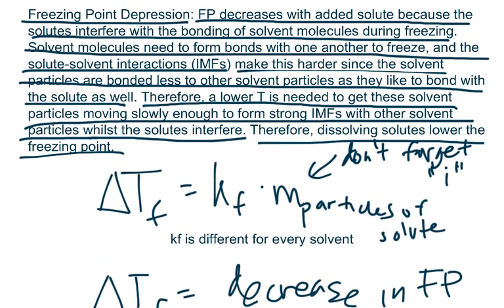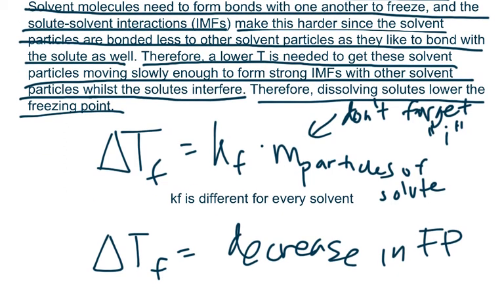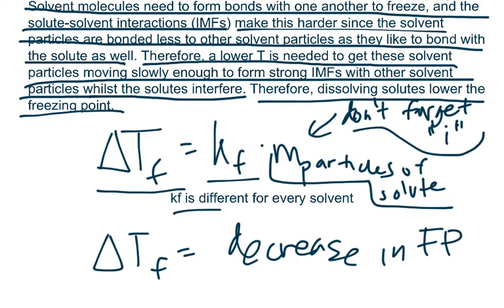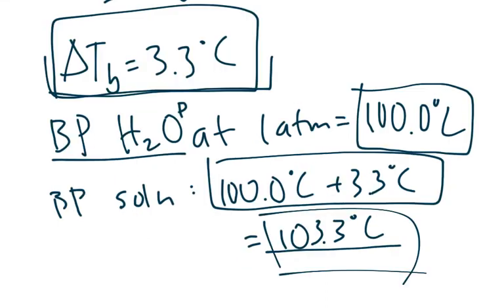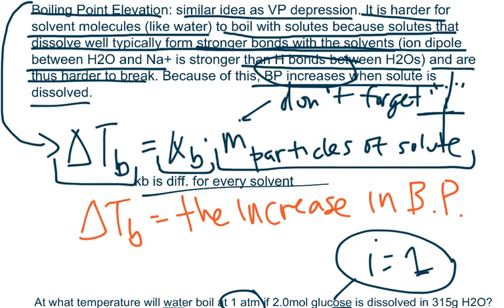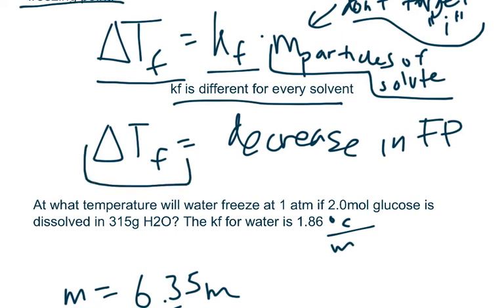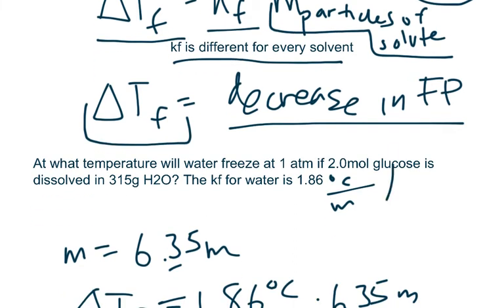So the equation for freezing point depression is very similar to that of boiling point elevation. The change in the freezing point is equal to a constant Kf times the molality of the particles of solute. So don't forget your i value. Now Kf is different for every solvent, as Kb is also different for every solvent. So watch out for that. Now, as we know, the change in freezing point will result in a decrease in freezing point from the normal freezing point. So let's look at this question.